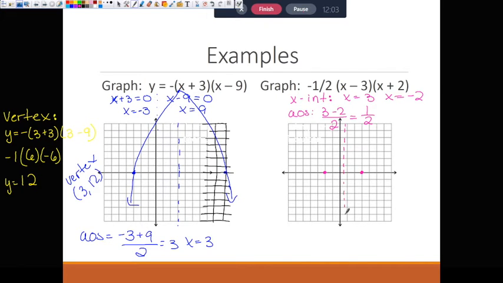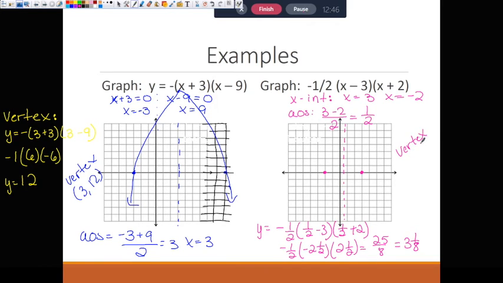So I'm going to substitute 1/2 into my equation to find my y value. So y equals negative 1/2, parentheses 1/2 minus 3, and 1/2 plus 2. Okay? So I'll have negative 1/2 and negative 2 and 1/2 and 2 and 1/2, which will equal 25/8, which equals 3 and 1/8. So my vertex is at (1/2, 3 and 1/8). And draw our graph.